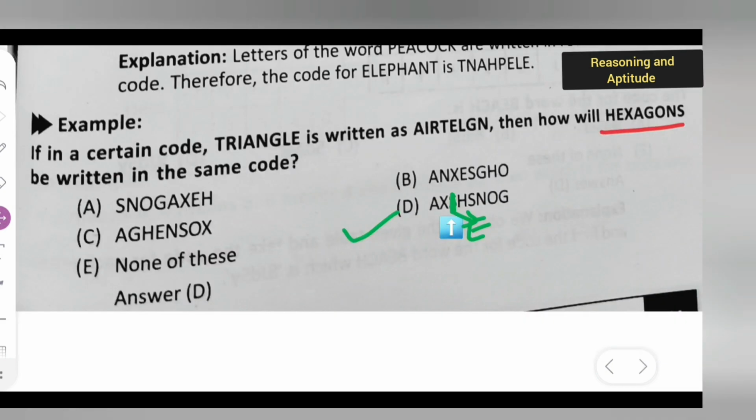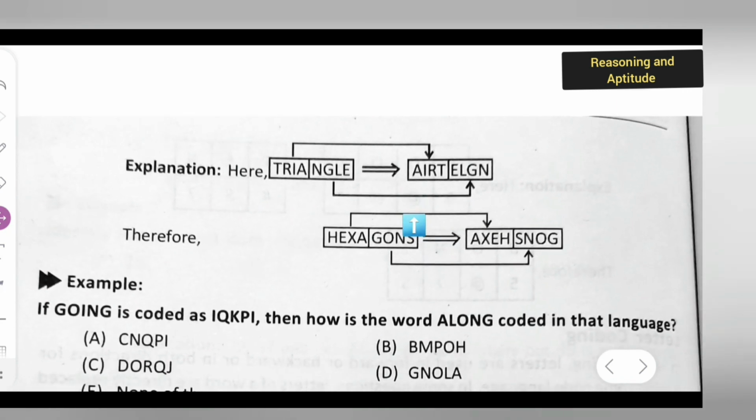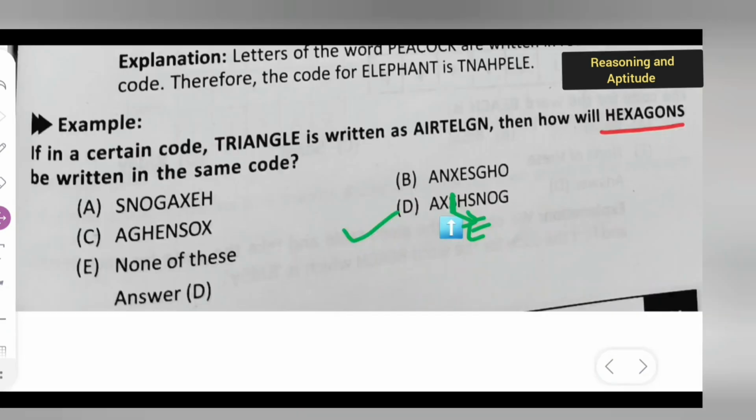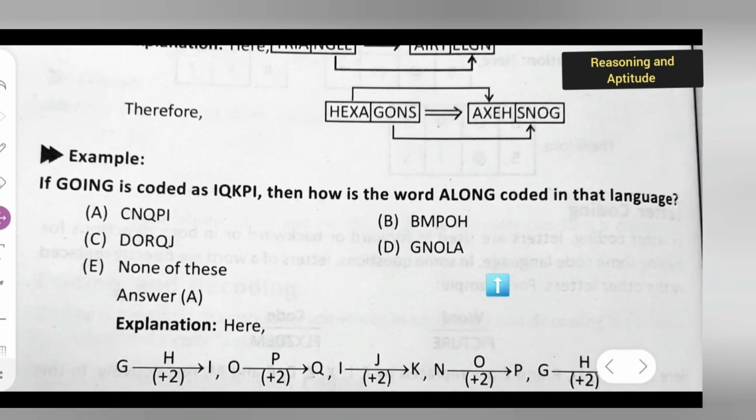Here the explanation part is given. See, for TRIANGLE the first part will be like this, the second part will be like this, reversed. In the same way, the first part will be like this and the second part reversed. That is the explanation of this concept.